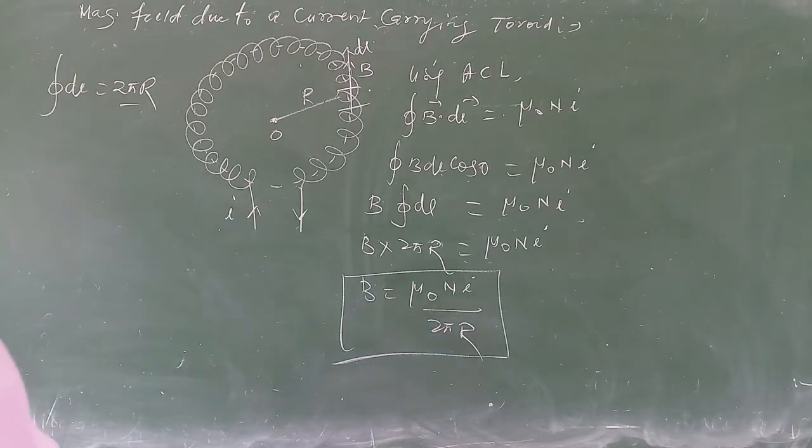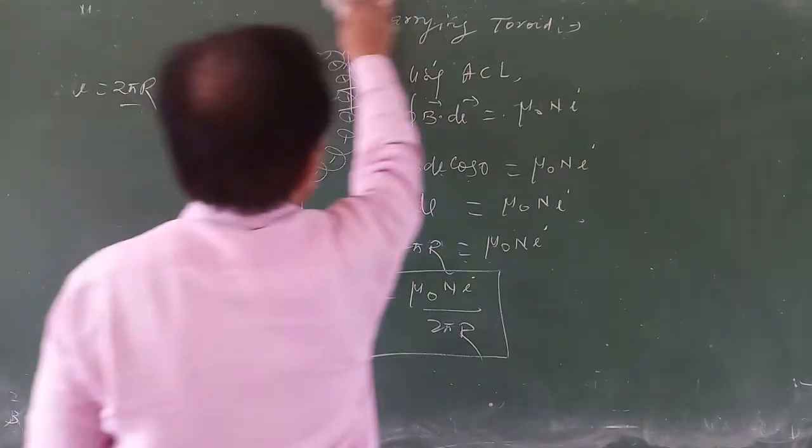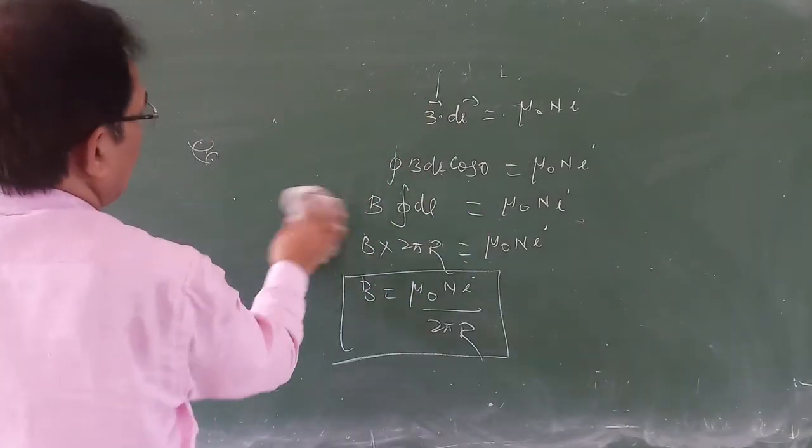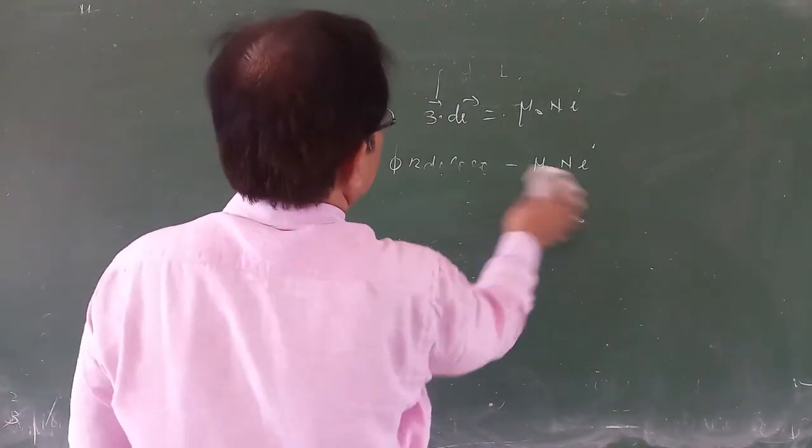In the same way, you can find the magnetic field in a current carrying straight wire. Find the magnetic field in a current carrying straight wire.